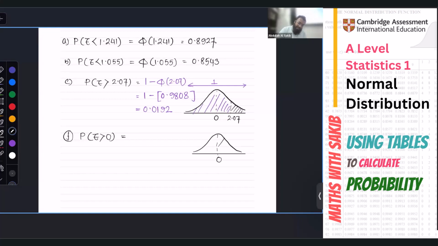So the probability of Z is more than 0 means this much area. So that will be just 0.5. Okay, next.